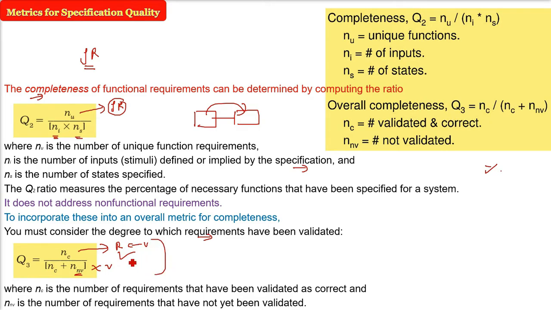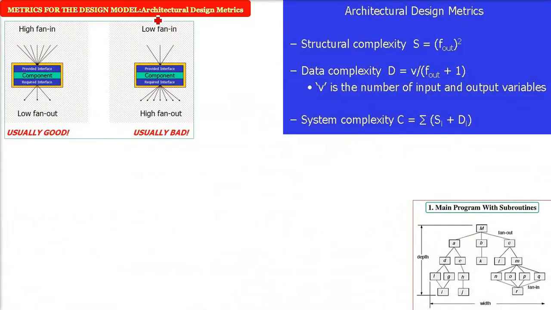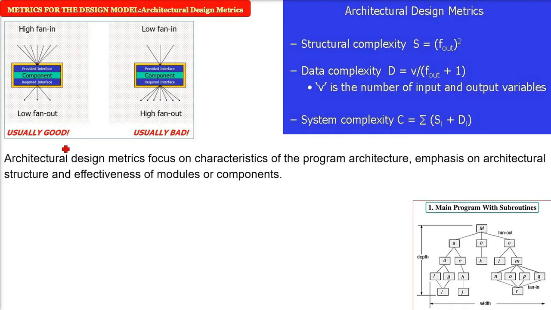This is how we measure the specification quality. Architectural design metrics: we want to find out some numbers, some quantitative measure, so that we can understand the present state of the architecture or the design. Architectural design metrics focus on characteristics of the program architecture, emphasizing architectural structures and the effectiveness of modules or components.